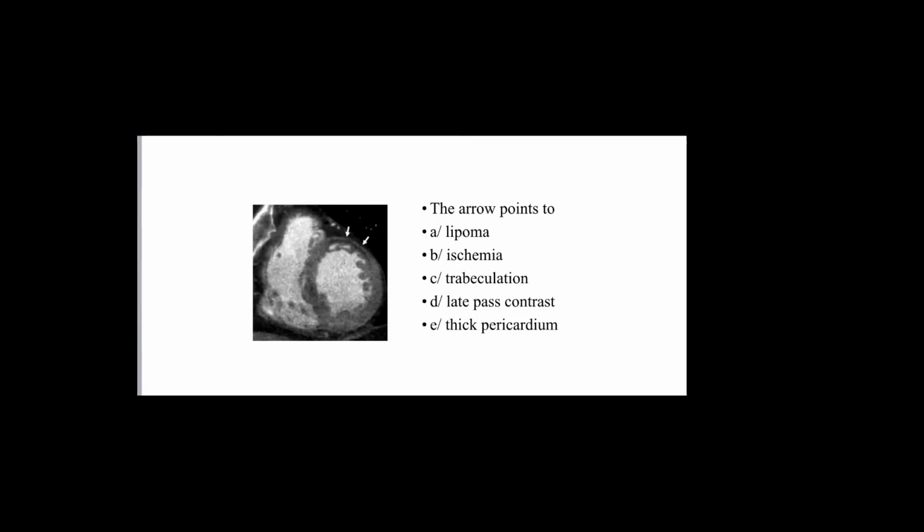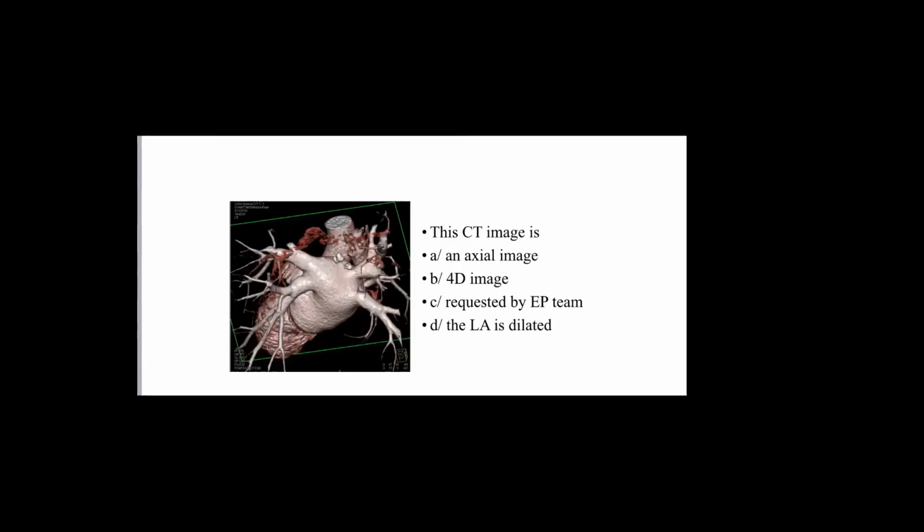Okay. Now, this image is an axial image, 4D image, requested by EP team. The LA is dilated. Here, volume rendering image is 3D or 4D? Very good. Yes. So it is 3D, not 4D. What's the meaning of 4D?